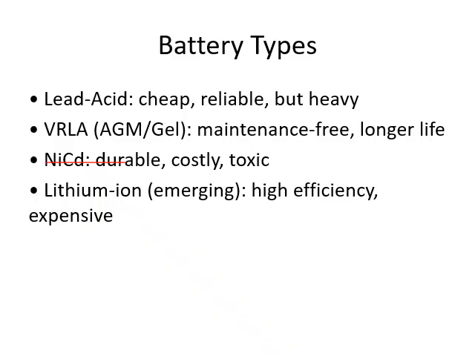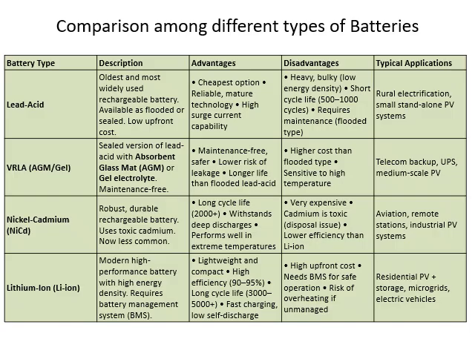So battery types are like the lead acid, cheap, reliable but heavy. Then VRLA, that one is a gel battery. It's maintenance free, longer life. Then NiCd is nickel cadmium, right? Durable, costly, but toxic. And lithium ion is an emerging one. It's high efficiency but still expensive.